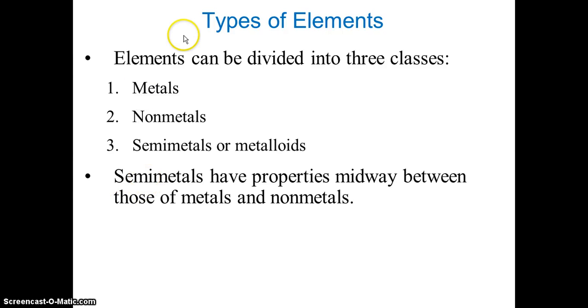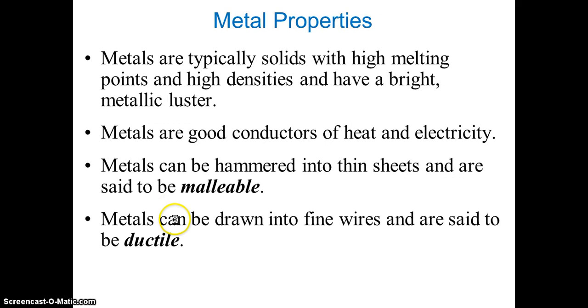In this video, we will learn about types of elements. Elements can be divided into three classes: metals, nonmetals, and semimetals, also called metalloids. Metalloids have properties midway between those of metals and nonmetals. Now let's talk about metal properties.